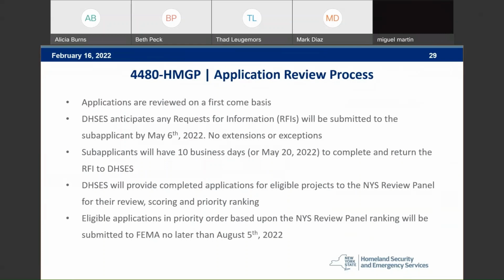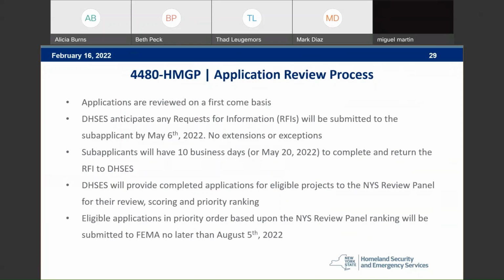DSHIS will provide completed applications for all eligible projects to the New York Review Panel for their review, scoring, and priority ranking. Those eligible applications, based on priority from the review panel, will be sent to FEMA no later than August 5th. It is important to reiterate, even if you are the first to send an application, that does not necessarily change your priority ranking through the review panel.